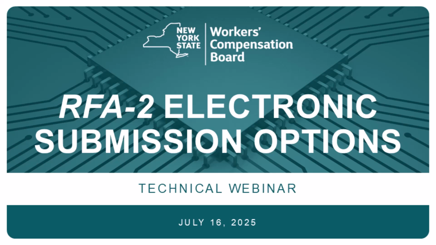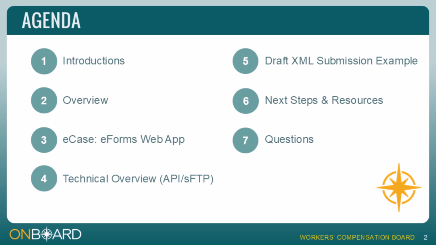Let's look at today's agenda. Alrighty, so we will begin with introducing our presenters and the roles within this initiative, followed by a brief overview of the RFA-2 electronic submission options. Next, we will look at the eForm web app option via eCase. Then the team will provide a technical overview for submitting eForms using REST API and sFTP and introduce the eForm data requirements. We will then look at a draft XML submission example, and lastly, we'll cover next steps in the process and look at available resources for this transition, then take any questions you have related to the electronic submission for RFA-2.